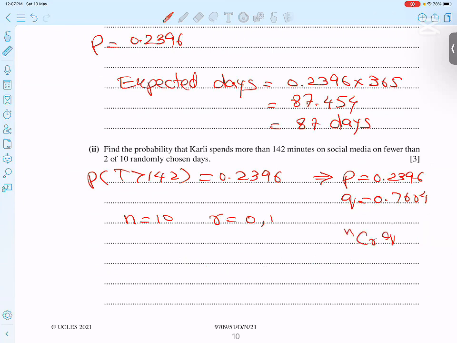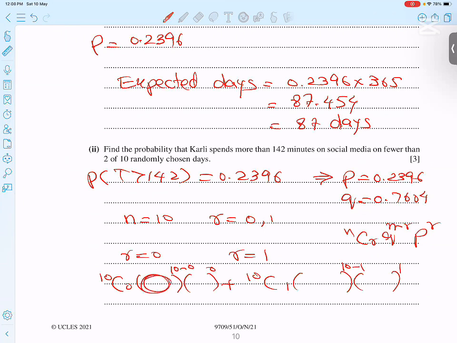nCr Q to the power n minus r, P to the power r. This formula I will apply 2 times, one for 0 and one for 1. So n is what? 10. 10C0, then 10C1. Okay, and the first bracket here is 10 minus 0, here 0, here 10 minus 1, here 1.